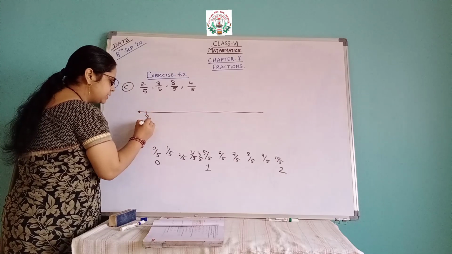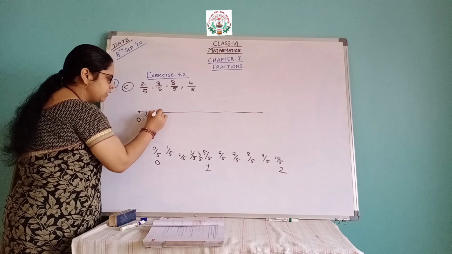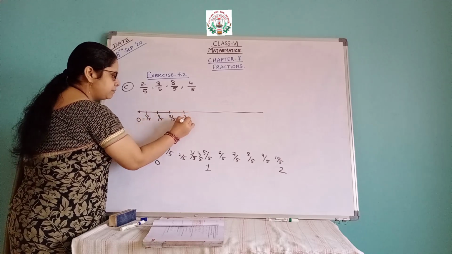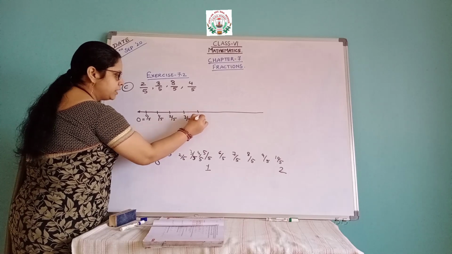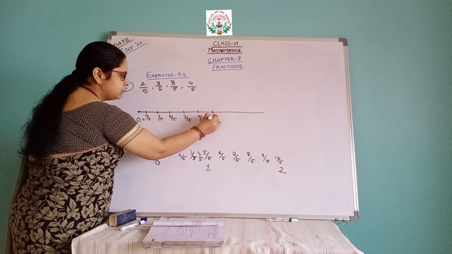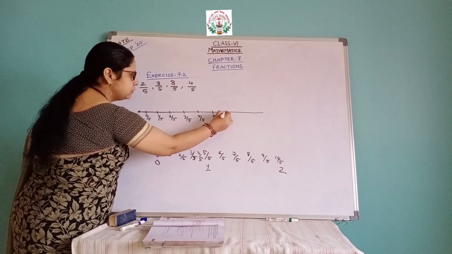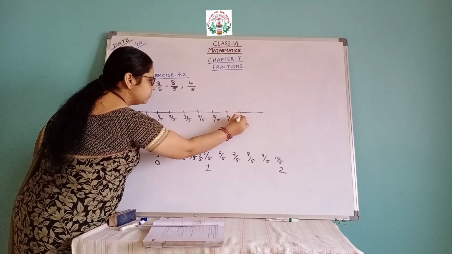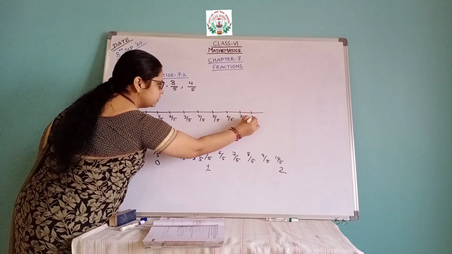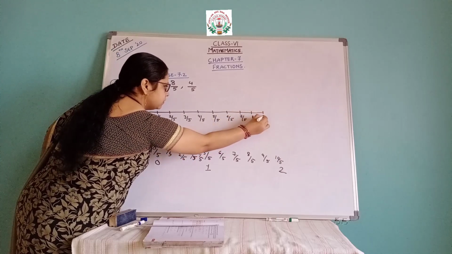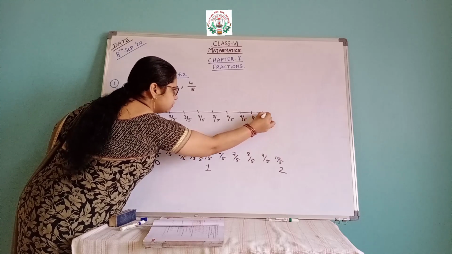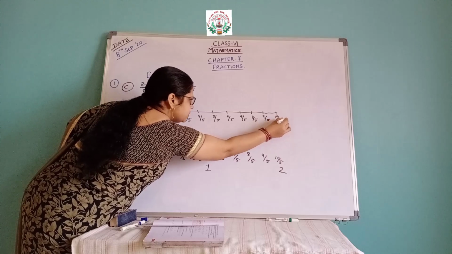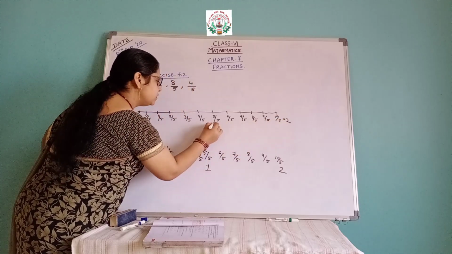0 by 5 is equal to 0 only. Then 1 by 5, 2 by 5, 3 by 5. Accordingly, you make it in your copy neat and clean and circle it properly. It is equal to 2 actually, and it is equal to 1.